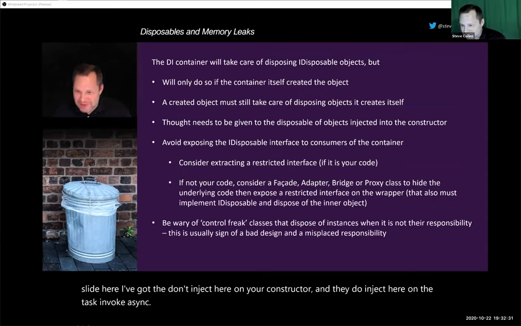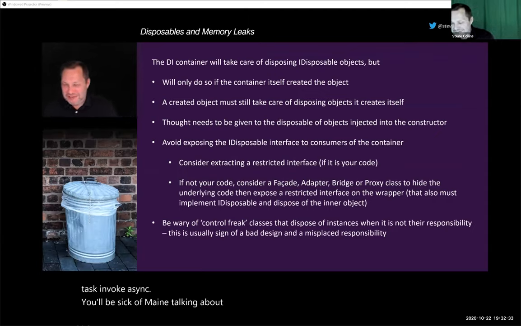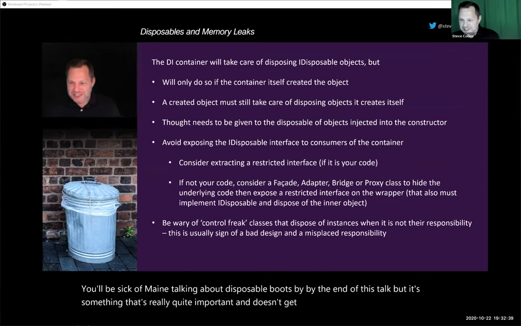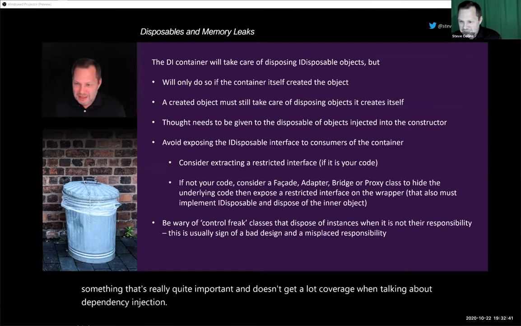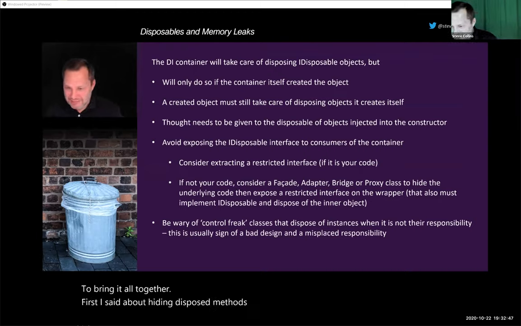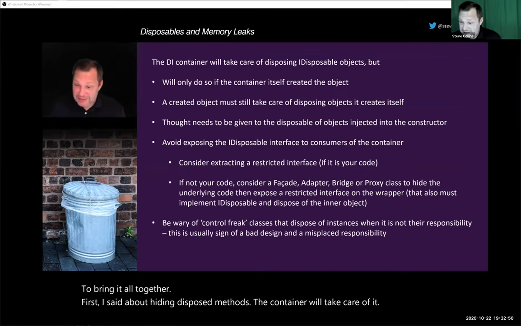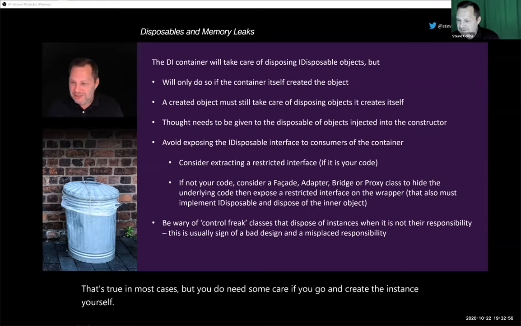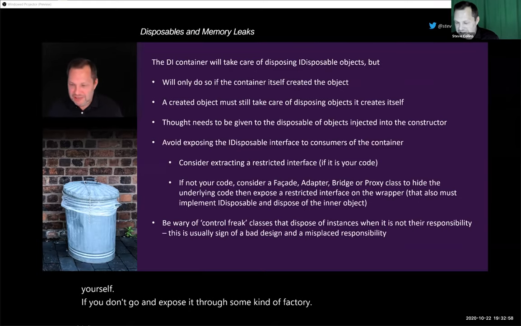You'll be sick of me talking about disposables by the end of this talk, but it's something that's really quite important and doesn't get a lot of coverage when talking about dependency injection. To bring it all together, first, I said about hiding dispose methods as the container will take care of it. That's true in most cases, but you do need some care if you go and create the instance yourself, if you then go and expose it through some kind of factory or directly in the registration.